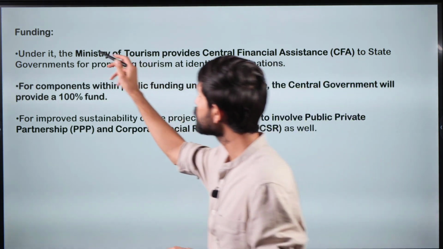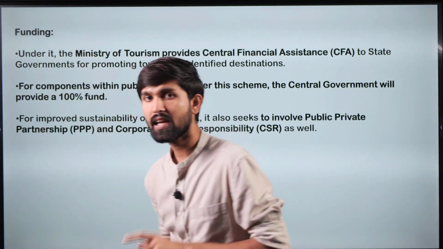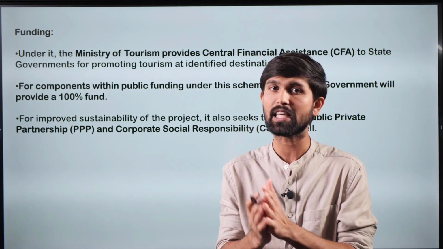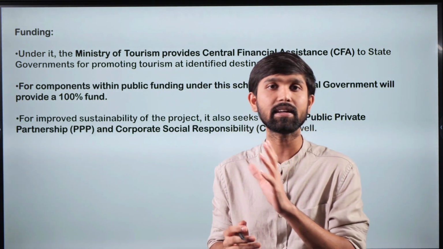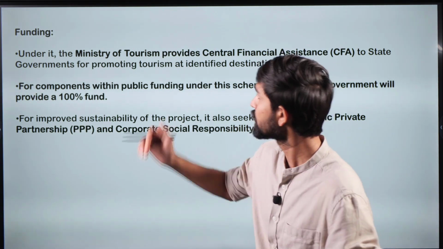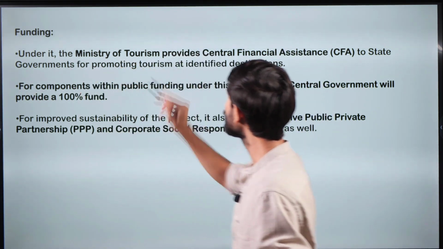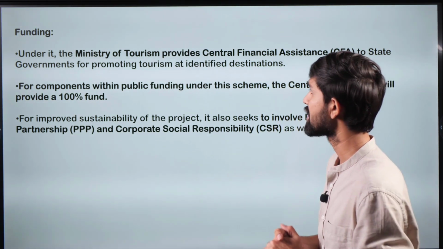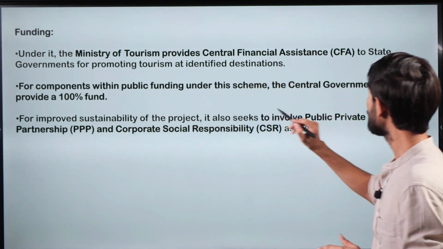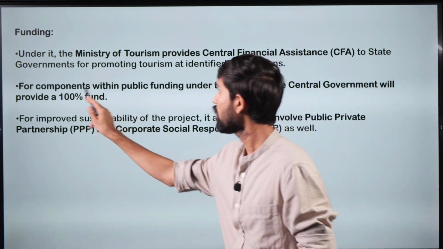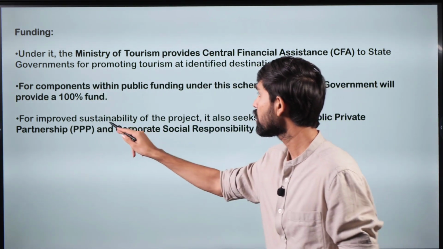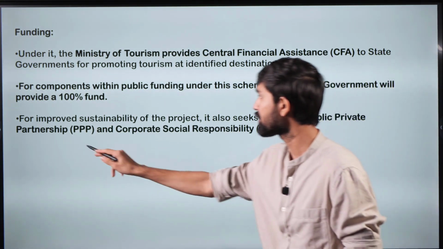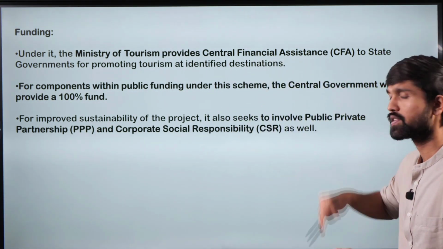So when we talk about now the funding, how will the funding take place? As I mentioned earlier, whenever we see the term central sector scheme, we automatically can understand that it would be 100% funded by the center. So under this scheme, the Ministry of Tourism is going to provide the funds to the states and union territories all by itself. For this, it has established the central government fund, and to improve sustainability of the project, it also seeks to involve public-private partnership and the corporate social responsibility as well.